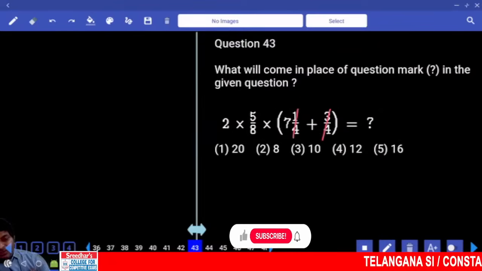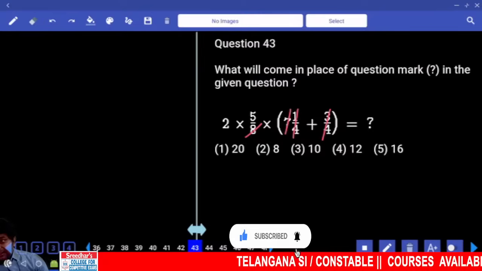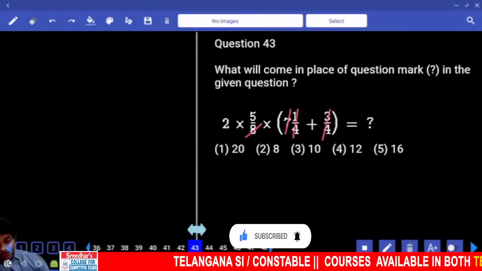3 by 4 plus 1 by 4. 1 plus 7. 8 gets cancelled. Left over 10. Third option.